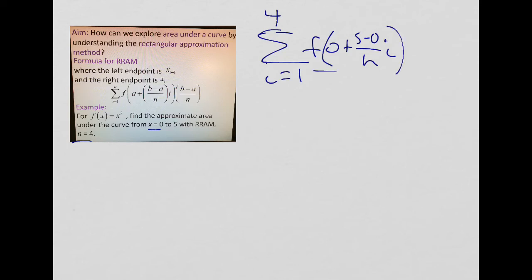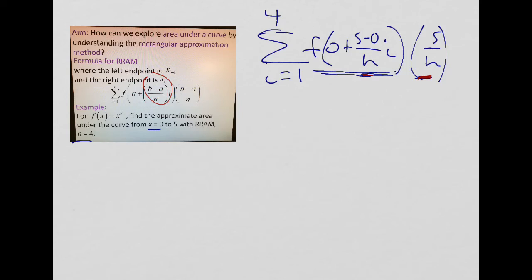We're going to come back to this. So we just want 5 over n for our width. Okay, I showed it here, I simplified it there, so that's okay. You show it once, the full substitution.